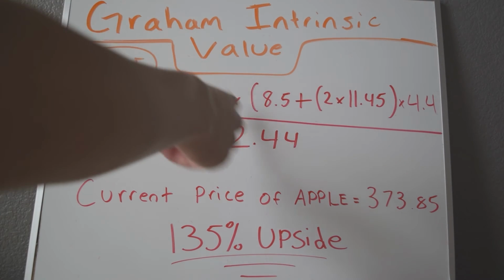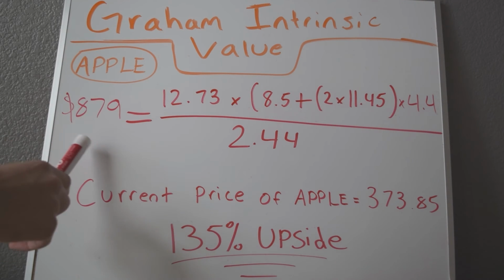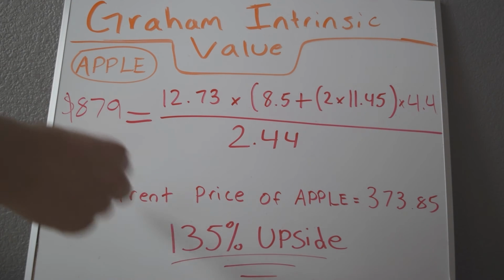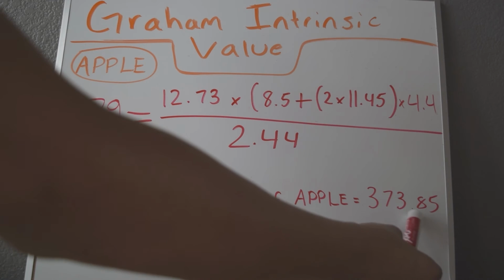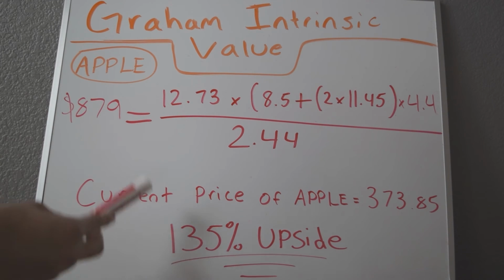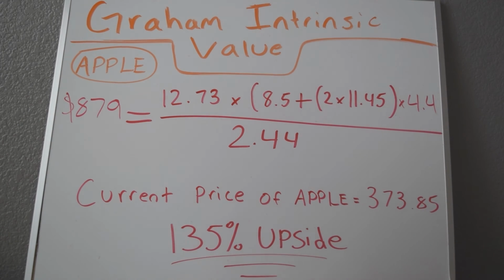Finally, if we equate everything, we get $879, which is the intrinsic value. Now, if we compare that to the current price of Apple, which is $373.85, we can see there's a 135% upside, which is a large upside, which means that this stock is definitely a buy.